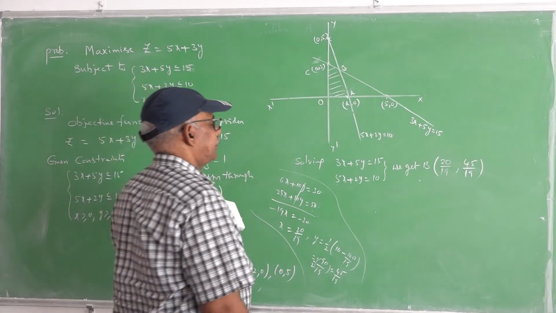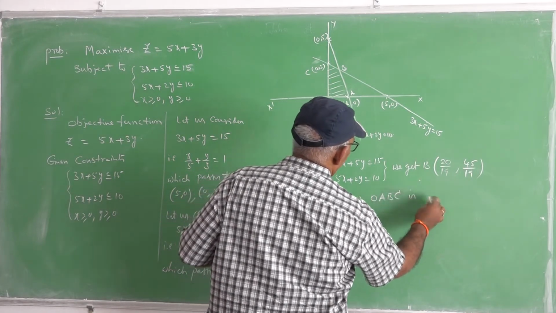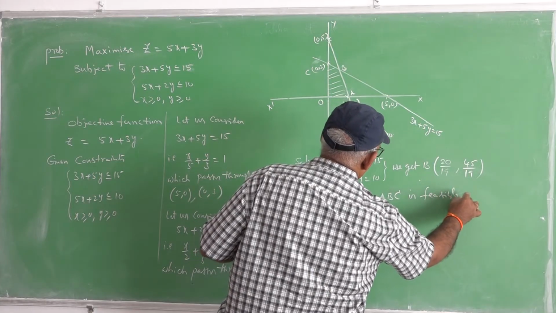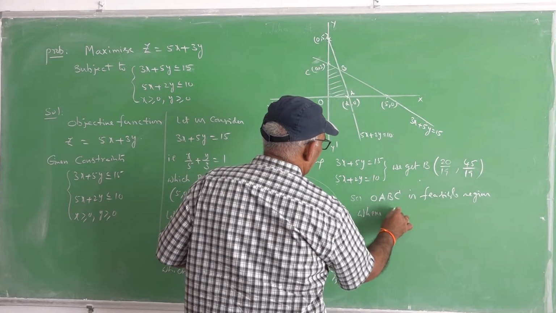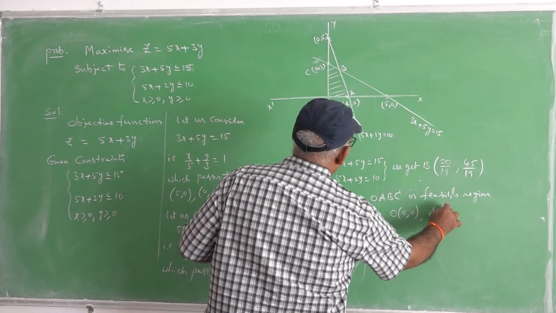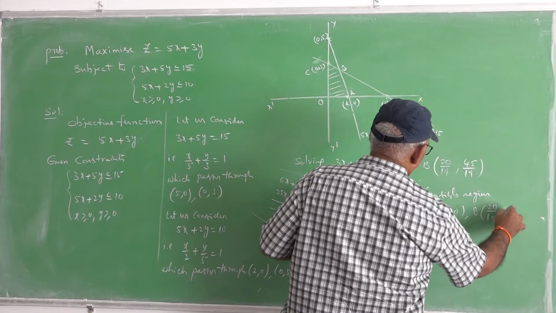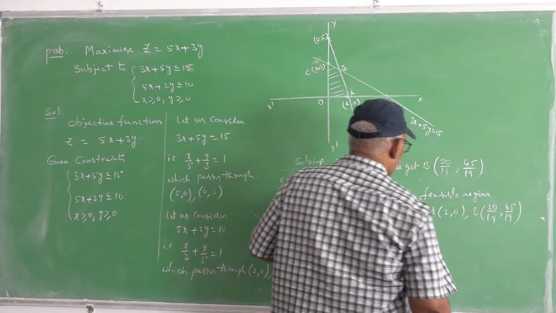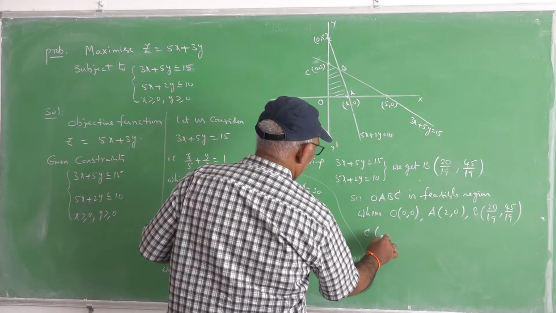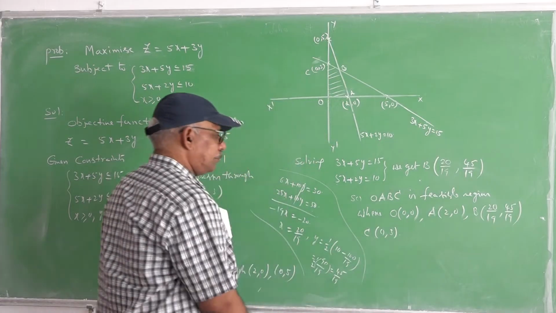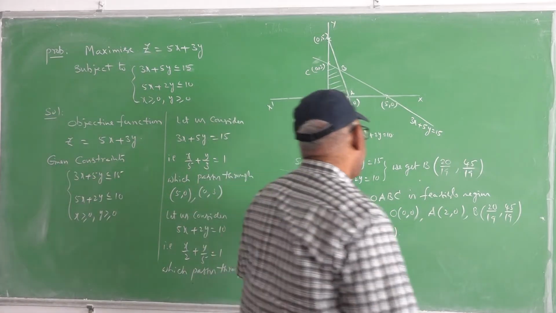Now, the feasible region is OABC, where the vertices or corners are origin, A is 2, 0, B is 20 by 19, 45 by 19, and C is 0, 3. Now, obtain the value of Z at these corners.